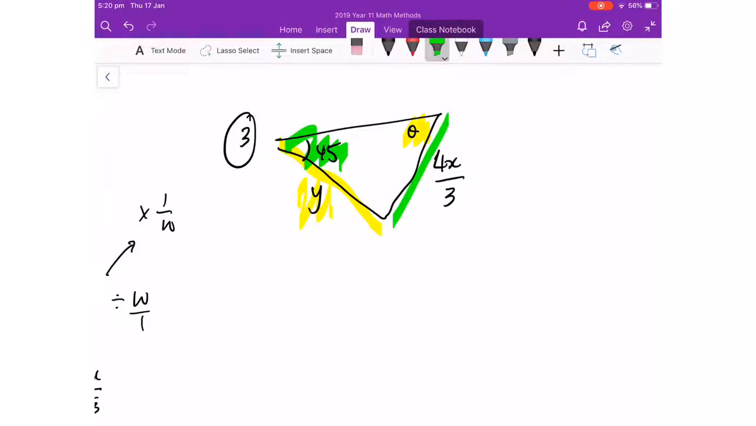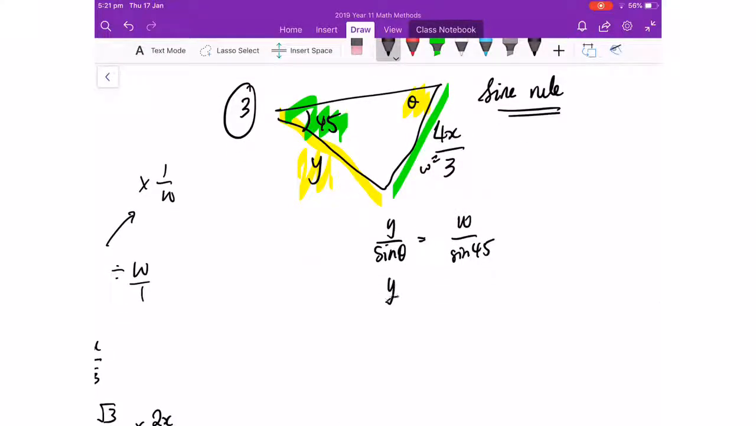So let's apply it into our sine rule. Okay, so I'm just going to write down the sine rule so I know what I'm doing. So y divided by sine theta is equal to w, because this is what w was before, over sine 45. The reason I did that is because it would make it difficult later on when I'm going to substitute numbers in. So let's keep going. So y over sine theta is equal to, so 10, oh sorry, not 10, that's w, isn't it? My writing, there we go, w.